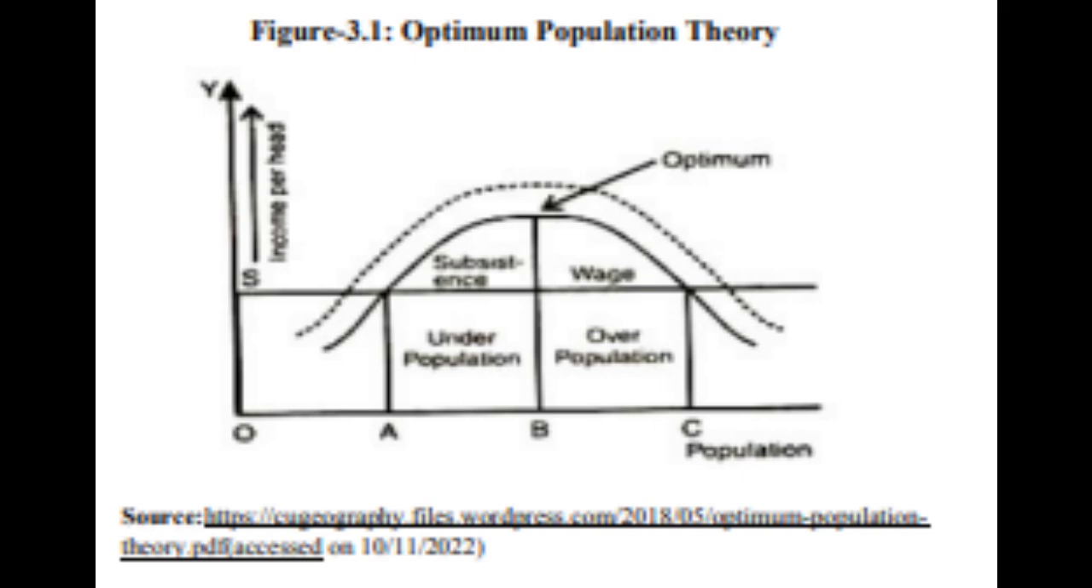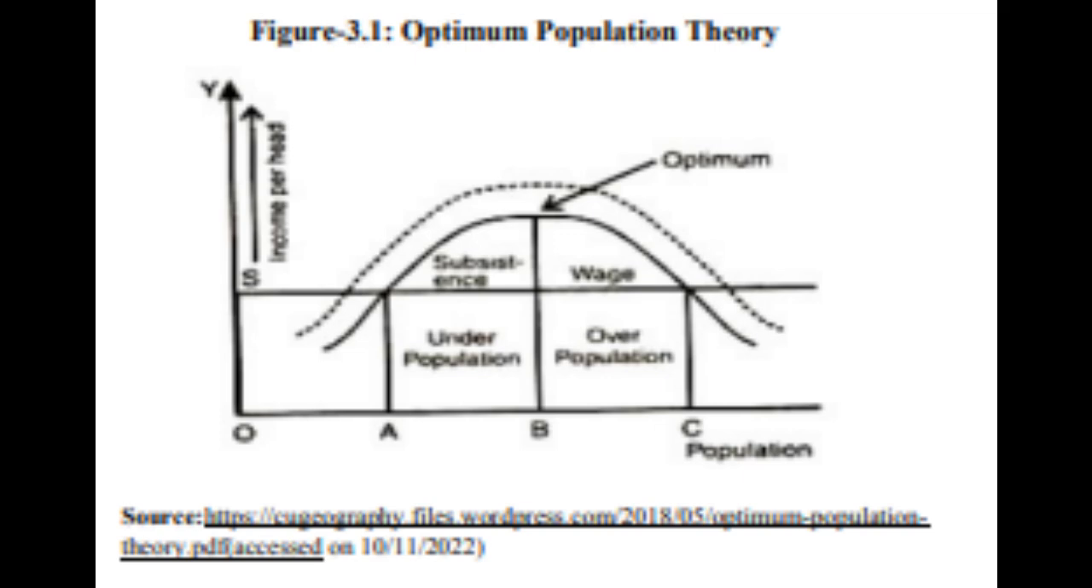Underpopulation. If the actual population in a country is less than the optimum or ideal population, it is considered as underpopulation. In this situation, the per capita income is low. In other words, if the per capita income is low due to too few people, the population is then considered as underpopulation.